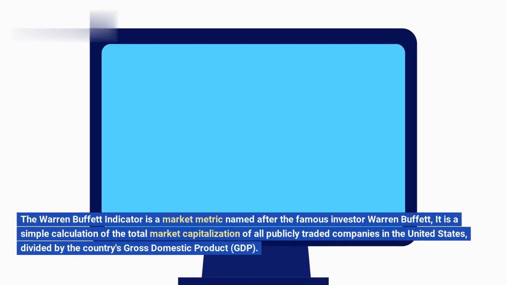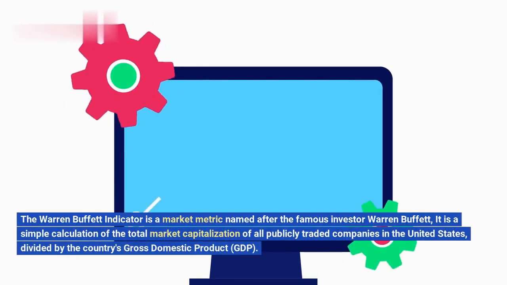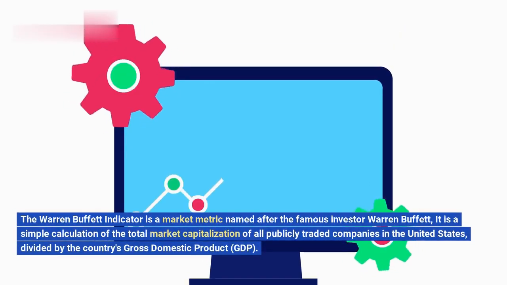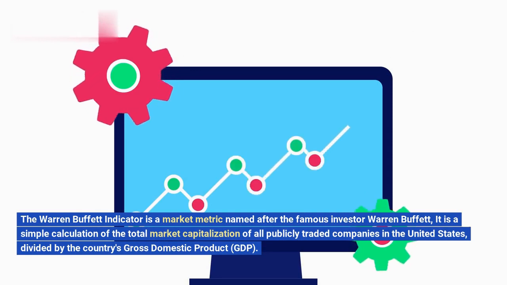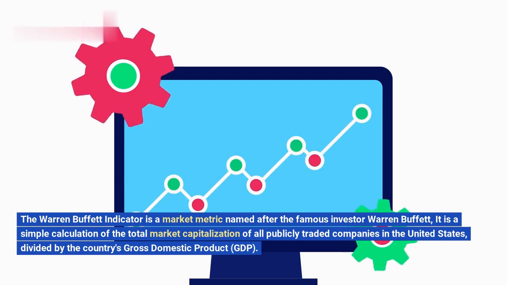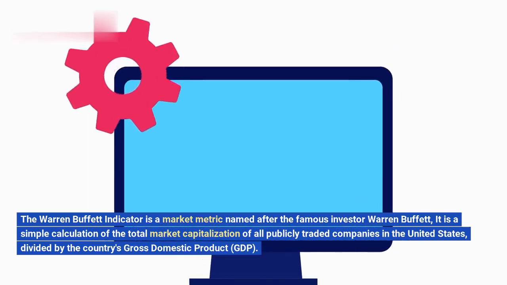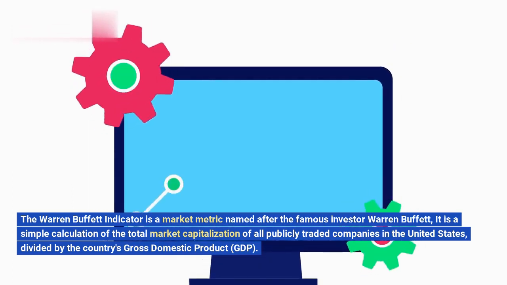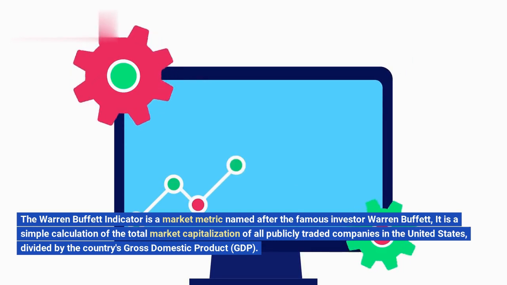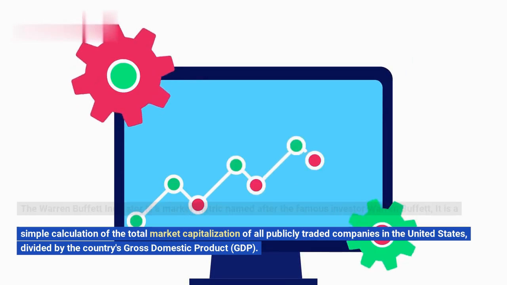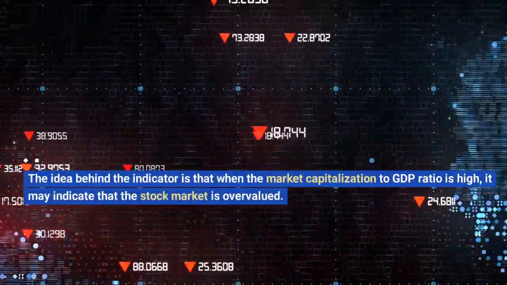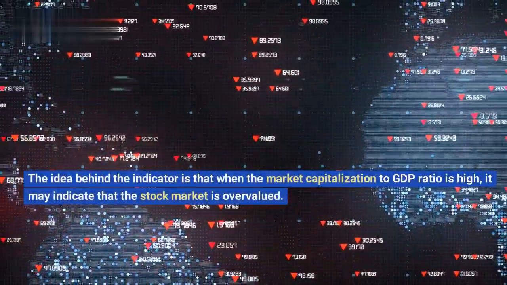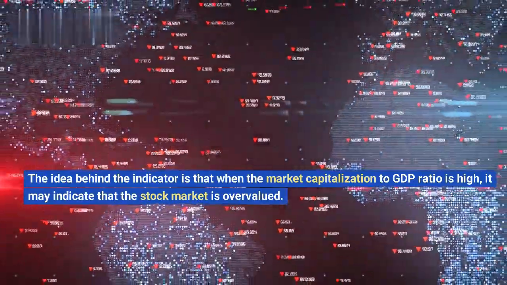The Warren Buffett indicator is a market metric named after the famous investor Warren Buffett. It is a simple calculation of the total market capitalization of all publicly traded companies in the United States, divided by the country's gross domestic product, GDP. The idea behind the indicator is that when the market capitalization to GDP ratio is high, it may indicate that the stock market is overvalued.